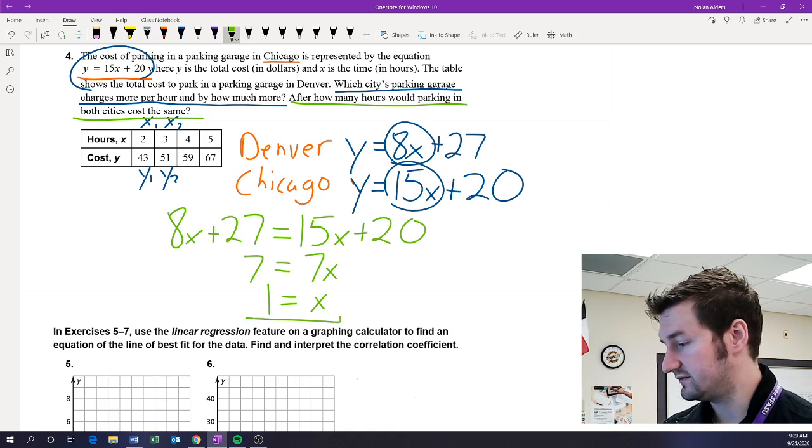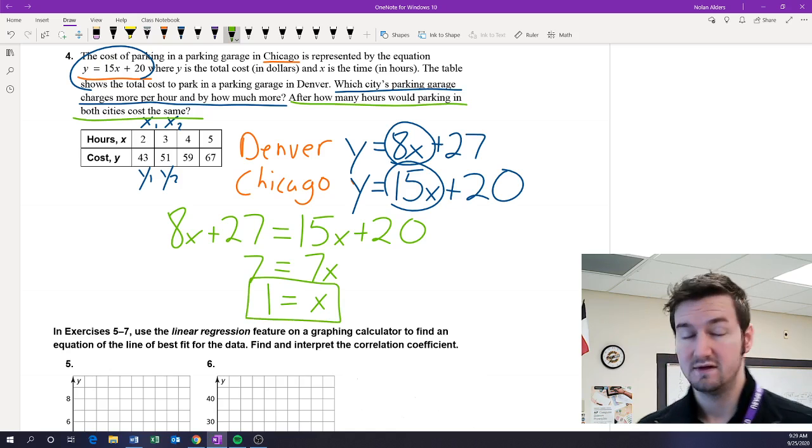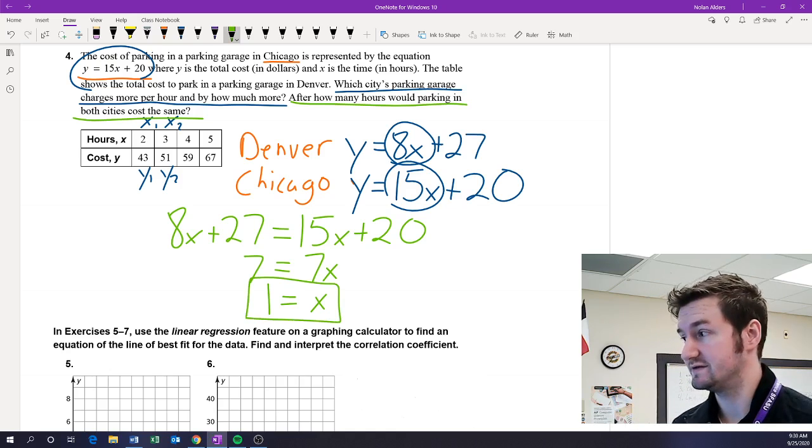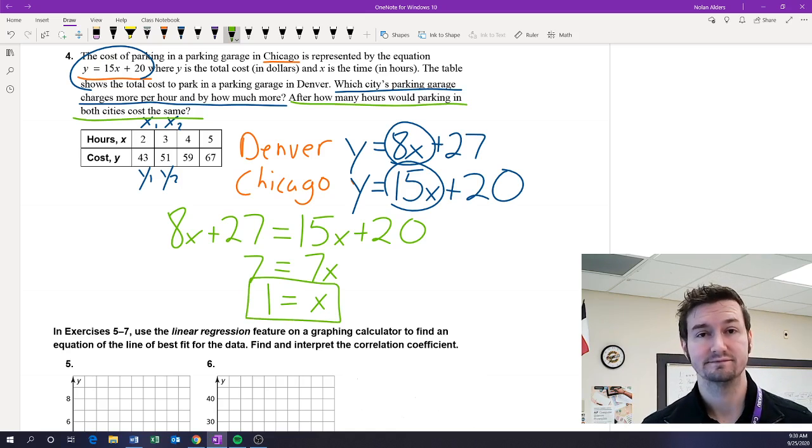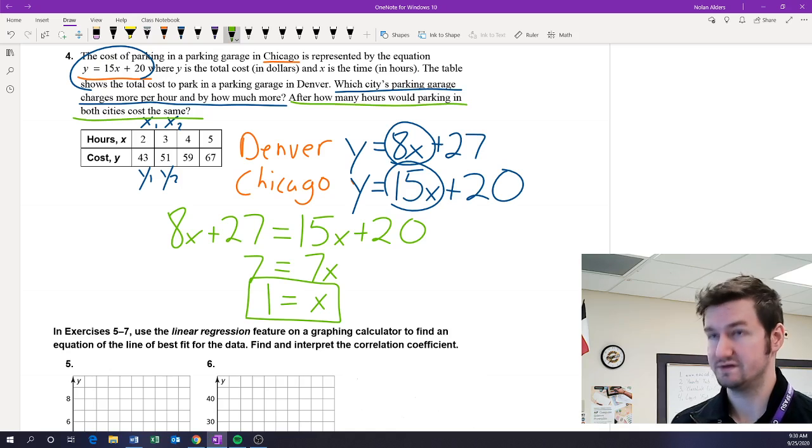So it looks like after just 1 hour, the prices for both garages will be the same. So we answered our question there.